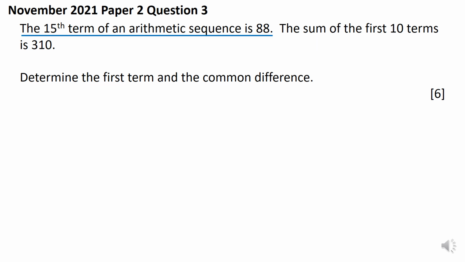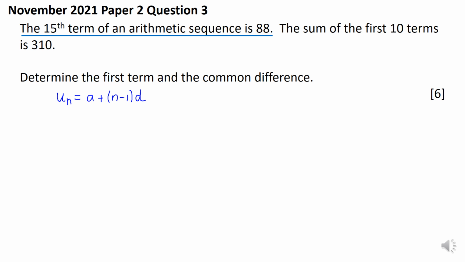Right, so we look at the first part of the question. It says the 15th term of an arithmetic sequence is 88. So we know that the formula for the nth term is un equals a plus n minus 1 d. This is of course for an arithmetic sequence.